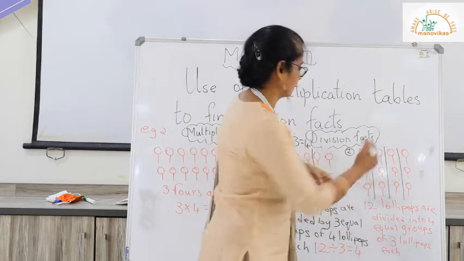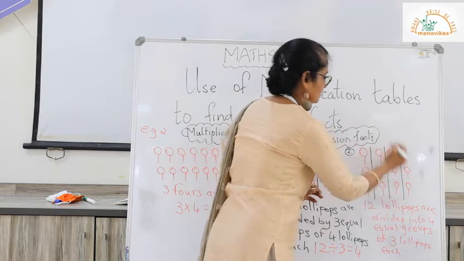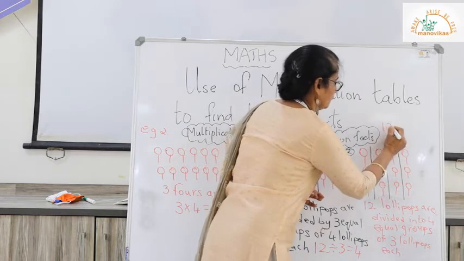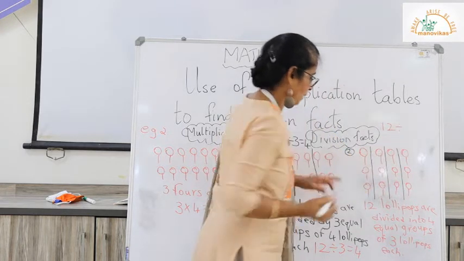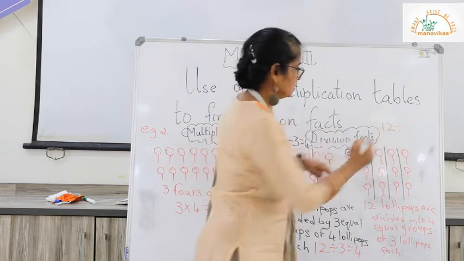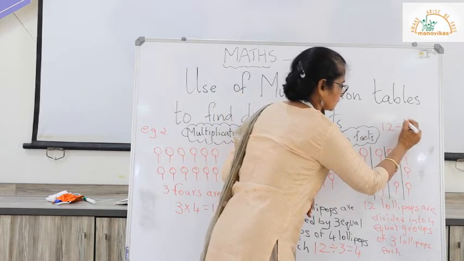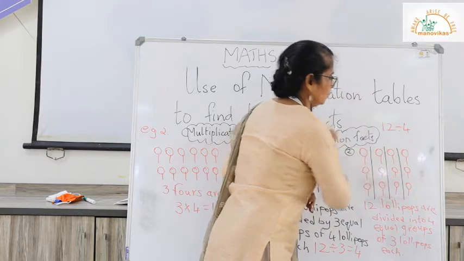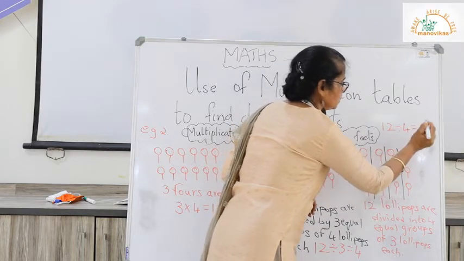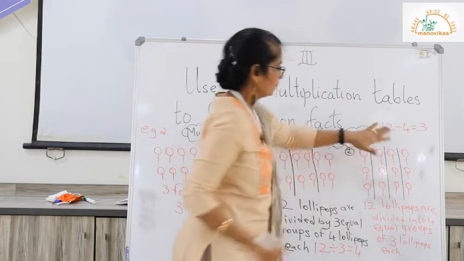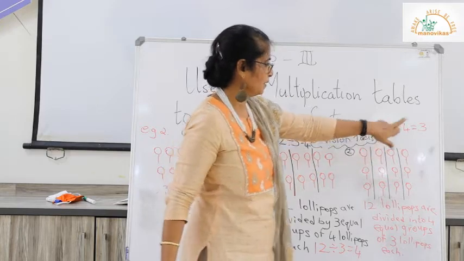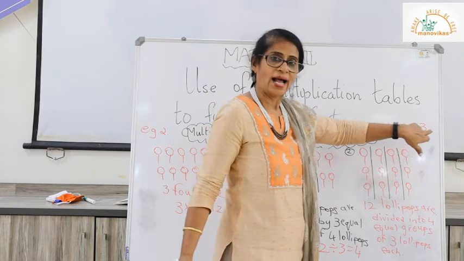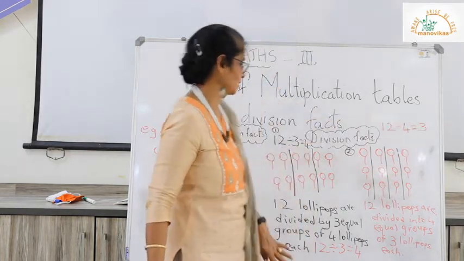So let us write the second division fact. The second division fact is 12 divided by, what will be the quotient? Here the divisor will be 4 and the quotient will be 3, because 12 is the dividend, 4 is the divisor, and 3 is the quotient.